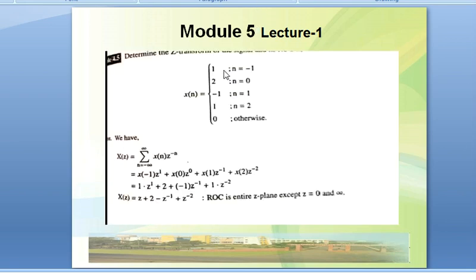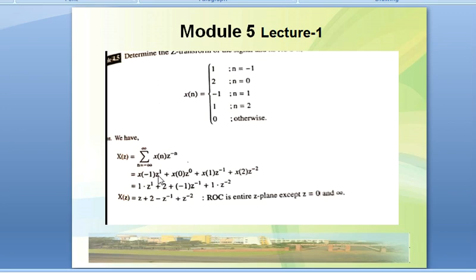Another problem is when x of n is 1, 2, -1, 1, 0. In these kinds of problems, it is just like a discrete signal, and we can represent it as a discrete signal. At n is equal to -1, there is a sample of 1. At n is equal to 0, it is 2, and when n is equal to 1, it is -1. Then we need to take up the X of z equation, and in that equation, let's write our range. Now our range is from -1 to 2.